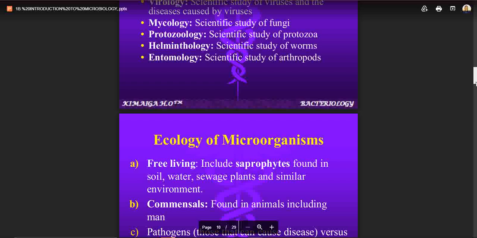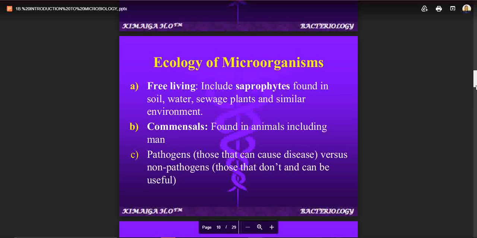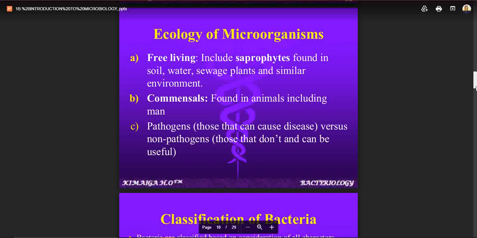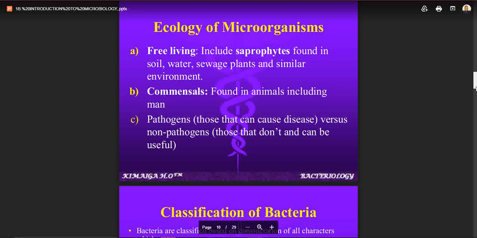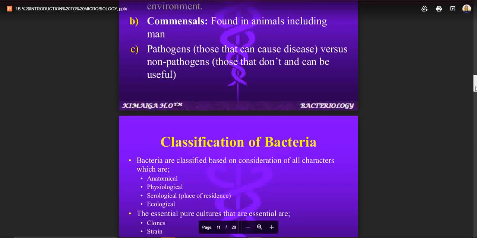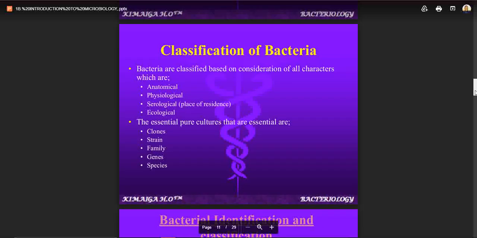So ecology of microorganisms is the environmental attribute of how they relate, the relationship between them and the environment. That is, ecology of microorganisms is how they relate with one another in the ecosystem. Free living includes saprophytes found in soil, water, sewage, plants, and similar environments. Commensals are found in animals, including man, like ruminant animals. They always have this kind of bacteria. Then pathogens are the ones that cause disease, versus non-pathogens that do not cause disease.